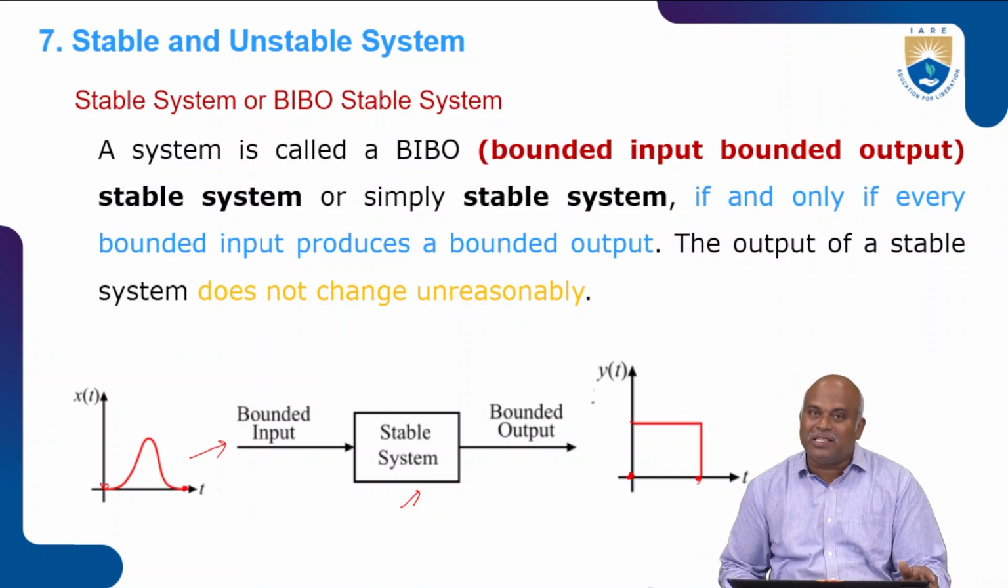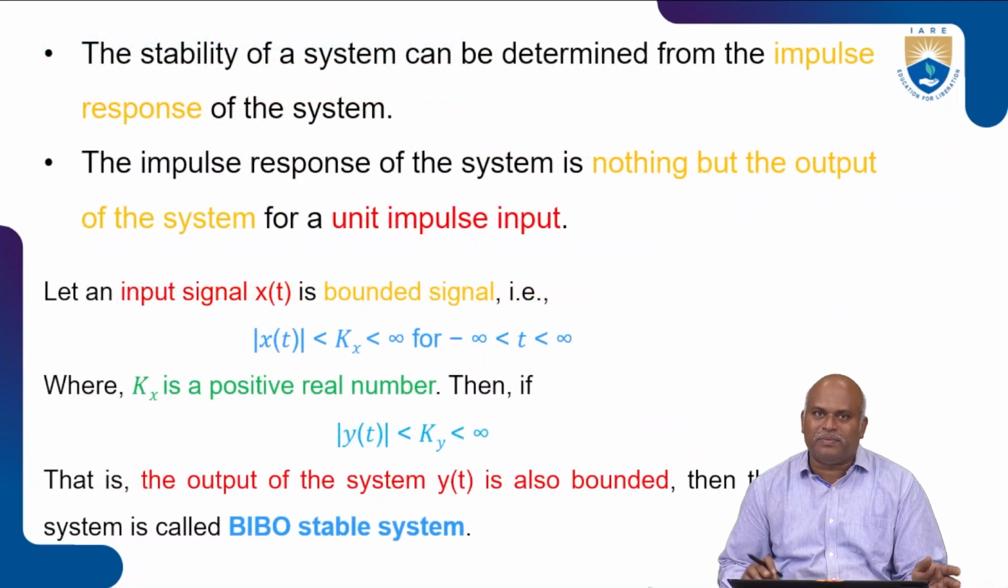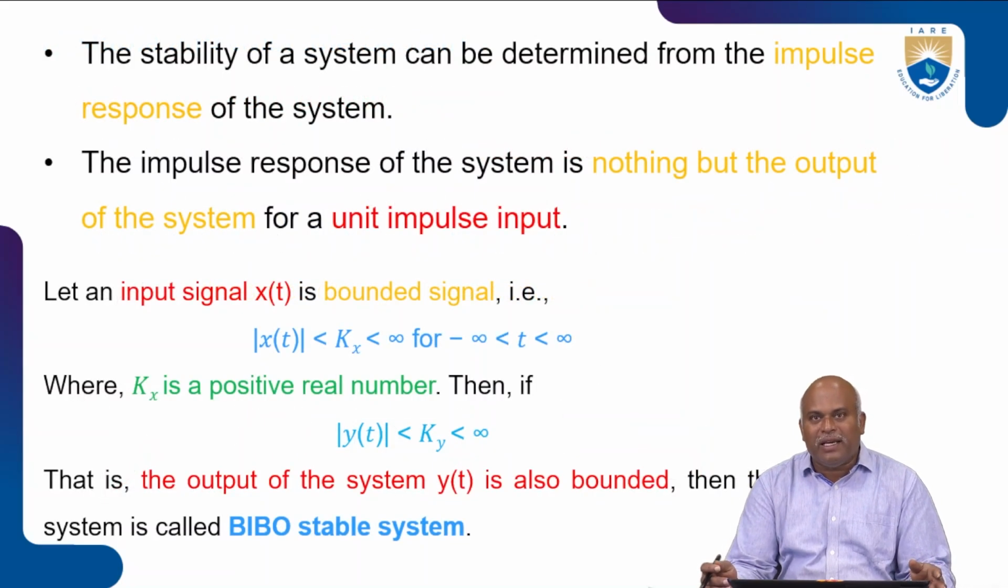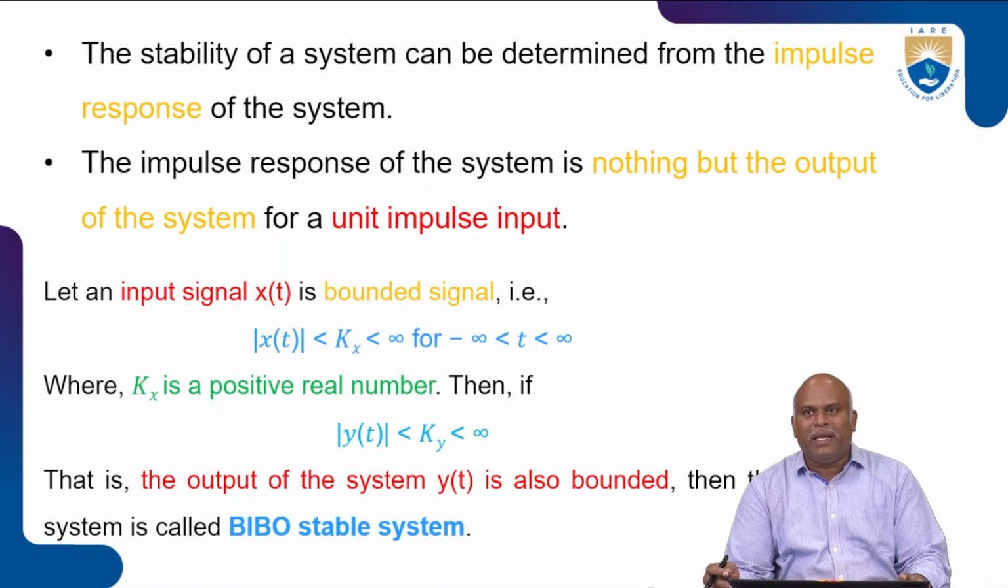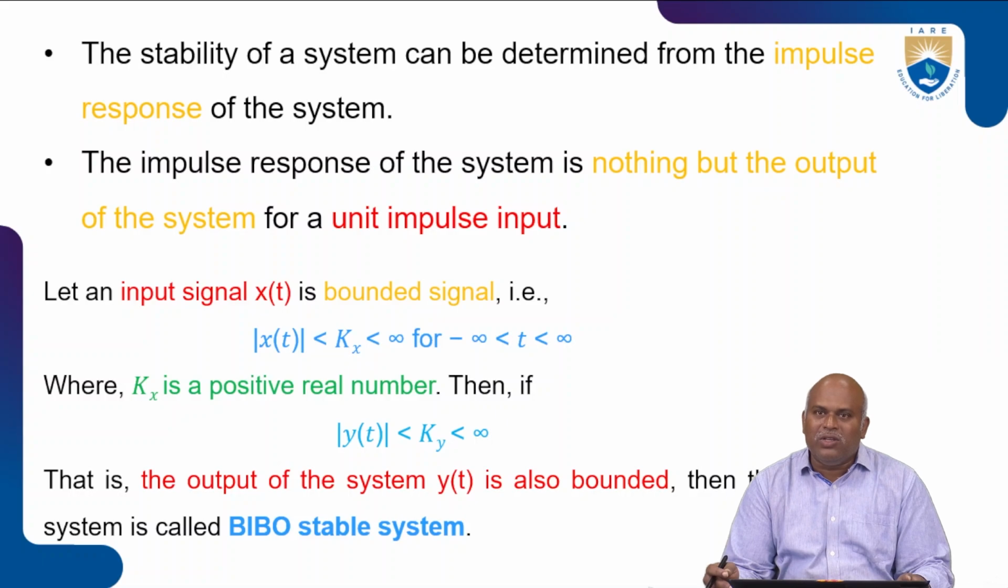This kind of system is represented as a stable system. The stability of the system can be determined from the impulse response of the system. The impulse response of the system is nothing but the output of the system for a unit impulse input.